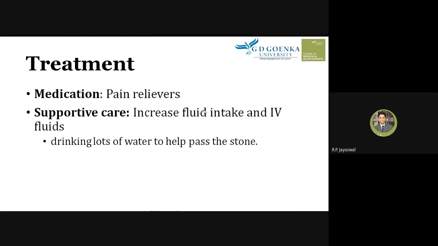And supportive care can be given, which means we can increase the fluid intake, maybe orally and maybe through intravenous fluid. Drinking lots of water can help to pass the stone. This is supportive care: the patient should be given lots of fluid, orally or intravenously. It will help pass the stone from the urinary tract towards the bladder, and then through the urethra to the outside.